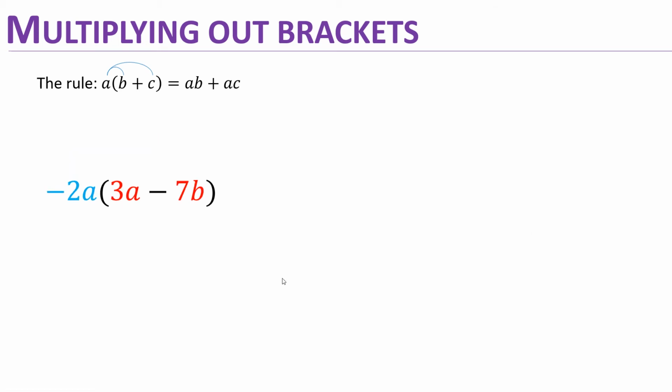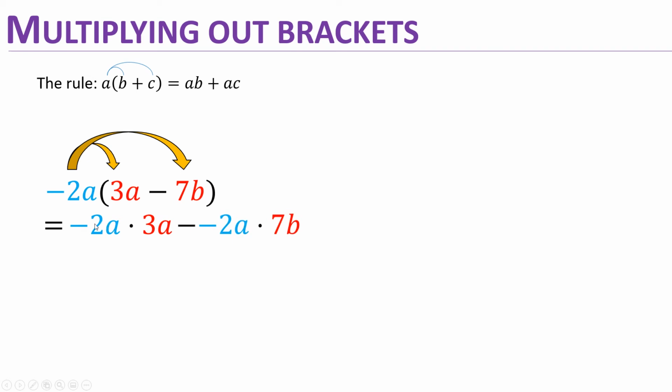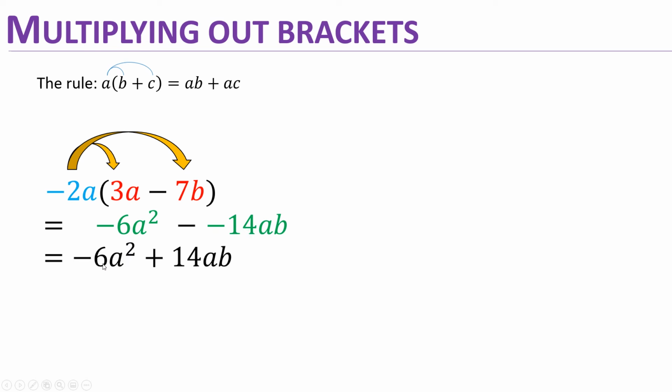Again, when multiplying negative numbers, we have to be careful. There are two valid ways to look at this formula: negative 2a multiplied by 3a minus 7b. The first is this: negative 2a times 3a, then copy the minus sign, and then take negative 2a times 7b. Negative 2a times 3a is negative 6a squared, and negative 2a times 7b is negative 14ab. So we get negative 6a squared minus negative 14ab, and that becomes negative 6a squared plus 14ab.